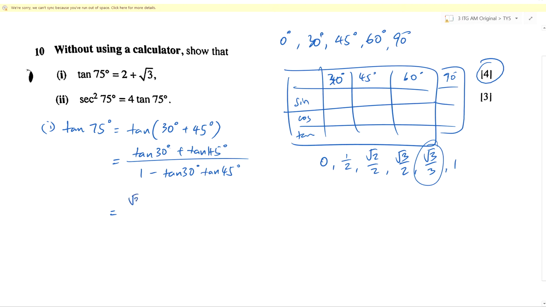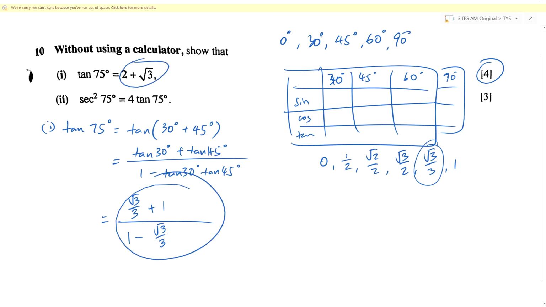So this is root 3 over 3 plus tangent 45. It's actually just 1. Okay, so tangent 45. Although they say you're not supposed to use your calculator, this is what you can do to overcome that. Plus 1 over 1 minus tangent 30 again, root 3 over 3 times 1, which I don't bother writing. Okay, so now, does this look like this? Totally not. Doesn't look like it at all. But we can manipulate that.